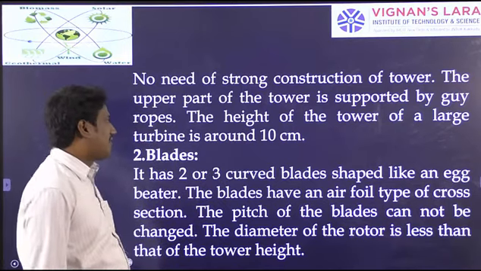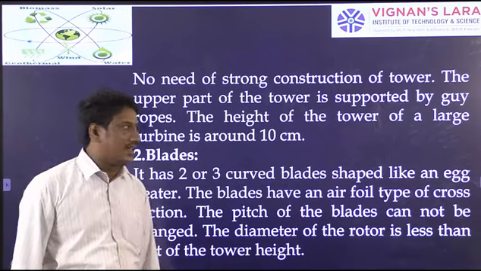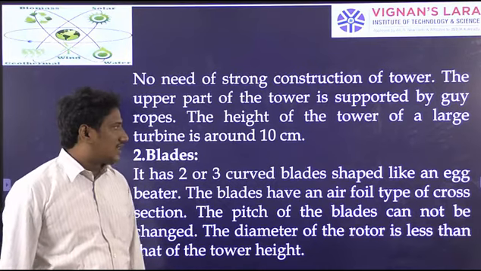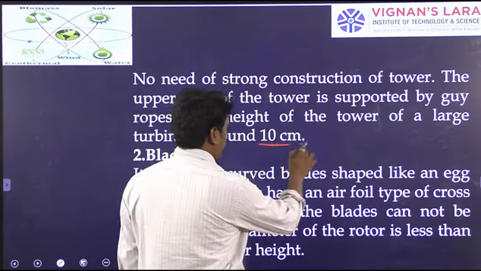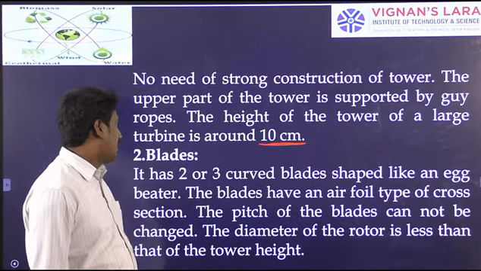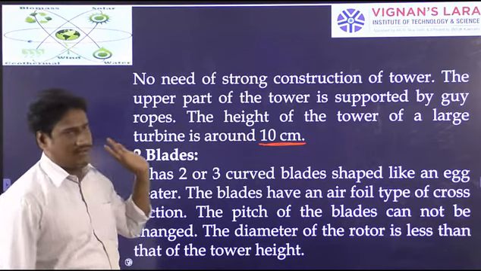The upper part of the tower is supported by guy ropes. The height of the tower of a large turbine is around 10 centimeters. Okay, that is about the tower structure.